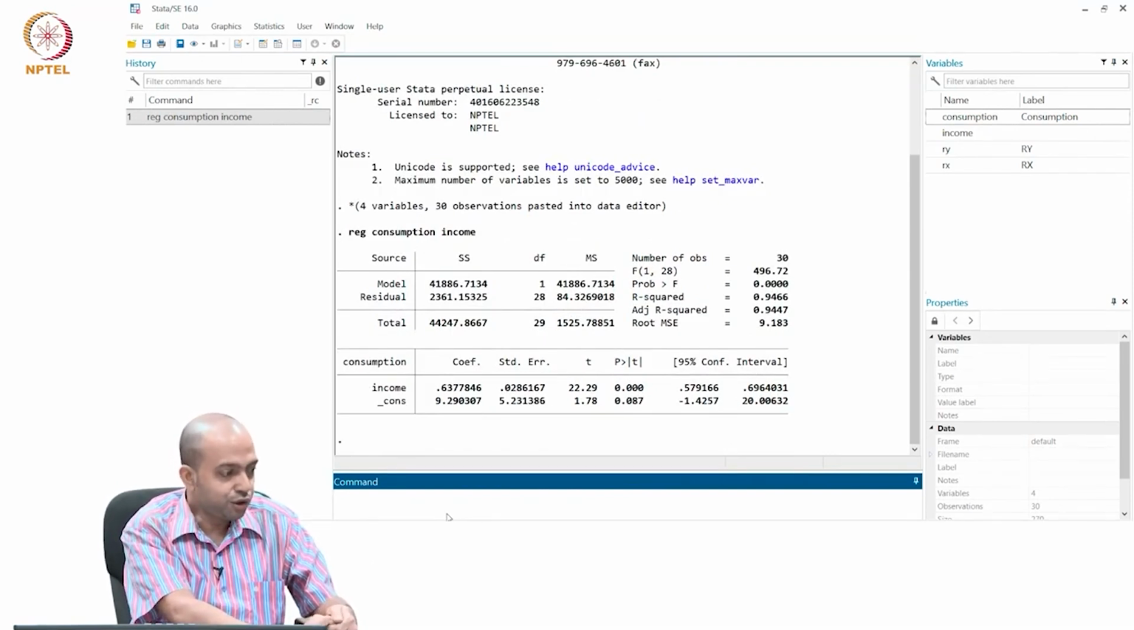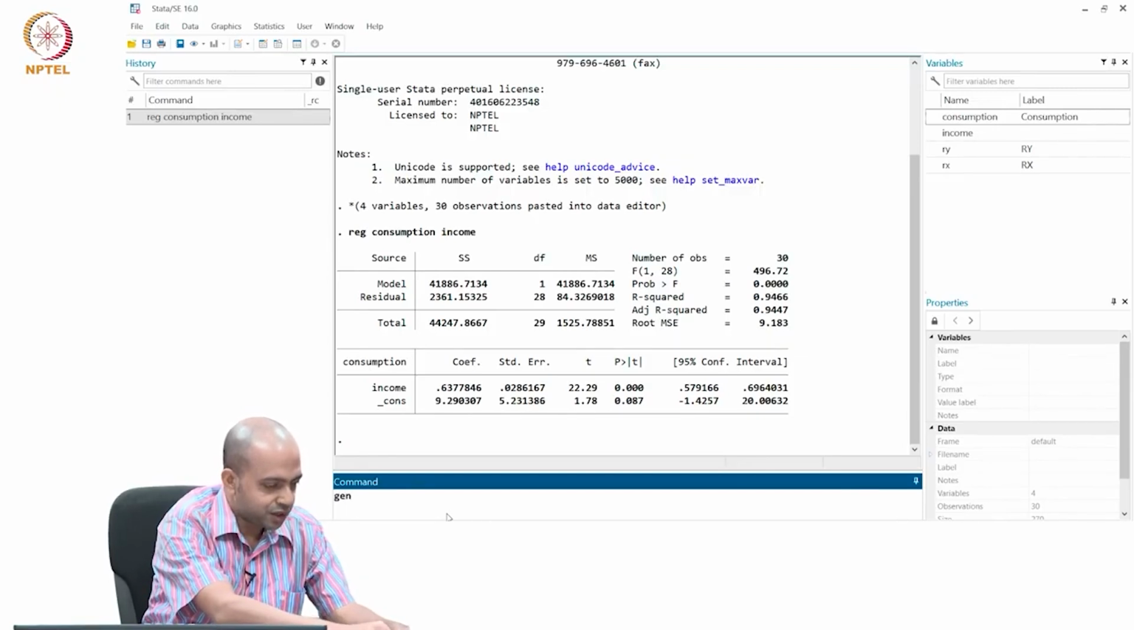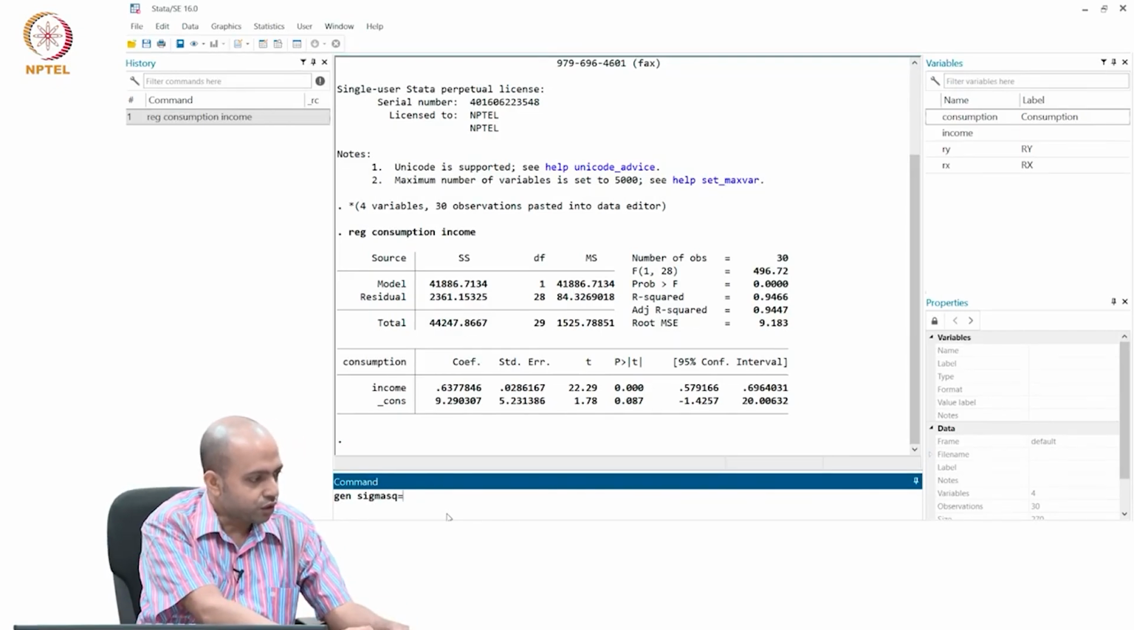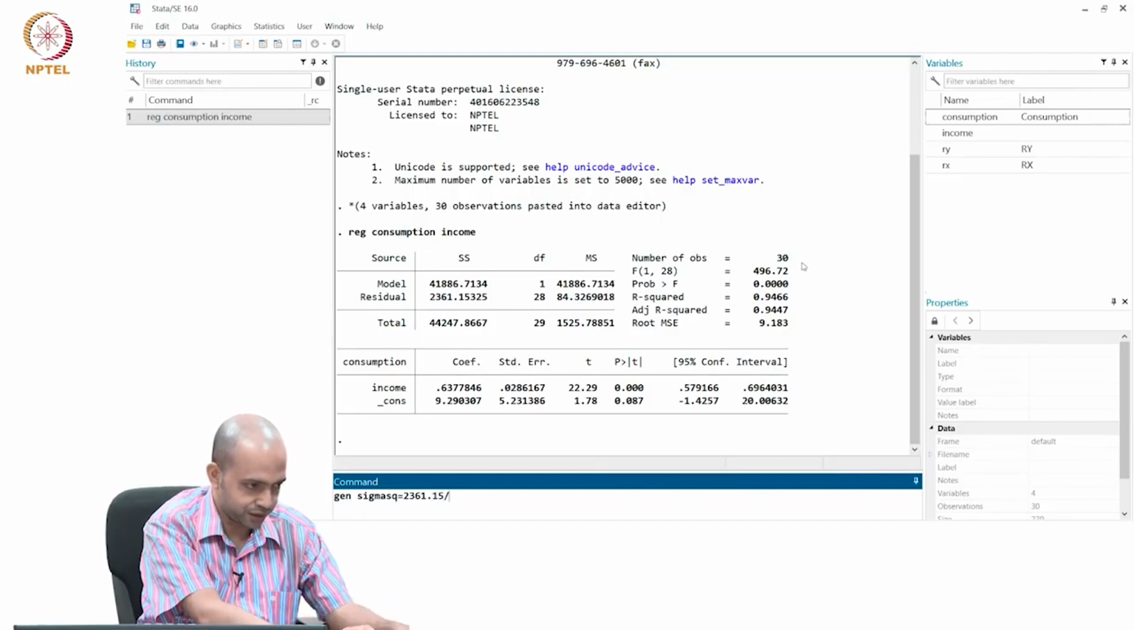And then from here you have to collect the RSS and divide RSS by n to get sigma tilde square. Now I will define the sigma tilde square. I am simply writing sigma sq equals, what is your RSS here? RSS, look, 2361.15 divided by n, and what is your n here? 30.